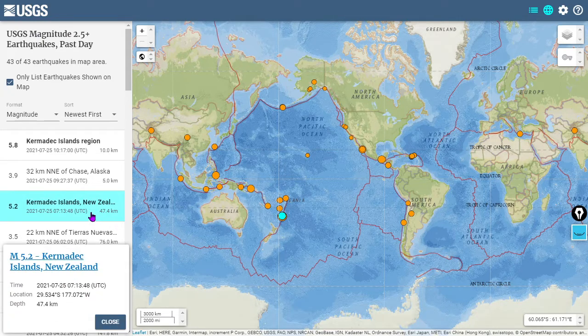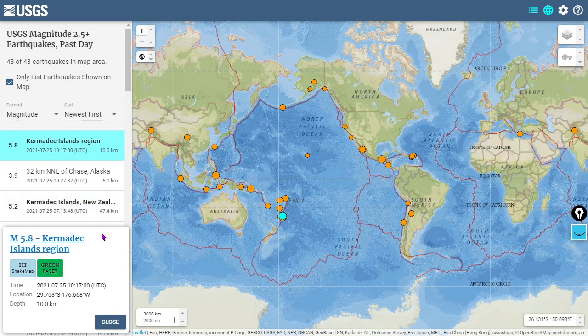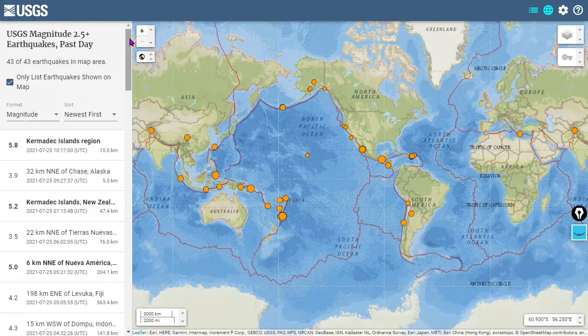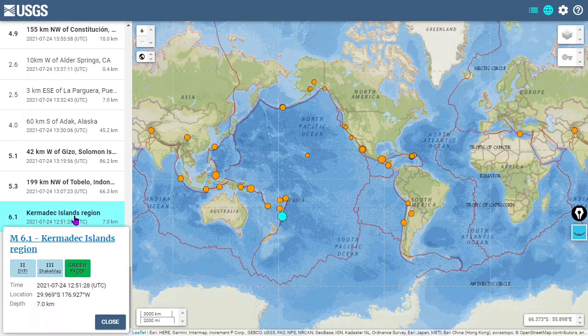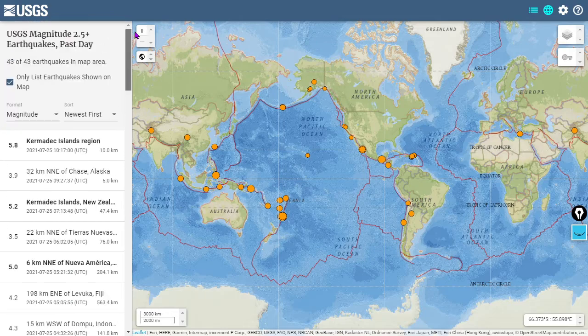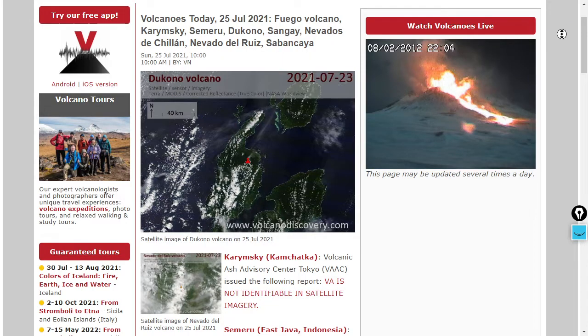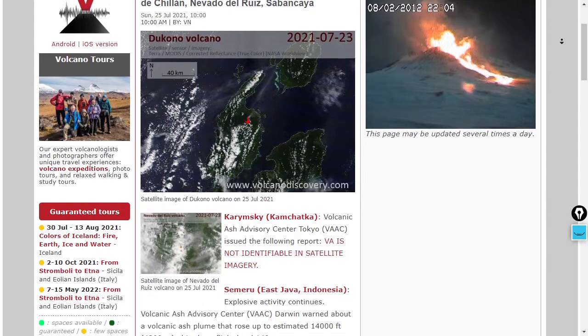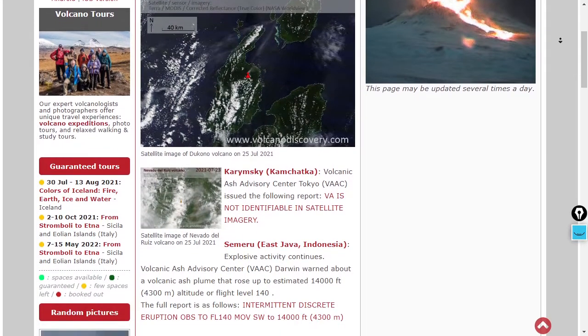So here's another one north of New Zealand in the Kermadec Trench, or near the Kermadec Trench, in between New Zealand and Tonga. That trench becomes called the Tongan Trench if you go farther north. And a 5.8 in that region. So hopefully those are not foreshocks. Hopefully that 6.1 is not a foreshock. It looks like it might be the large quake. Let's hope.